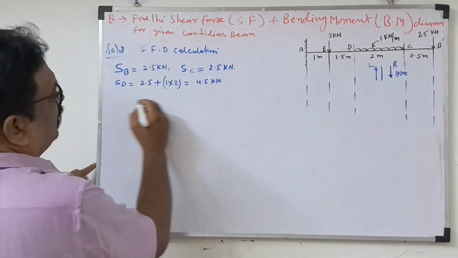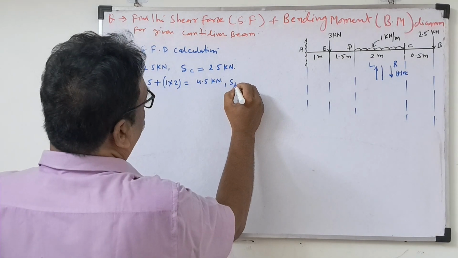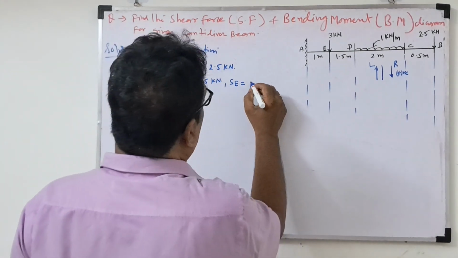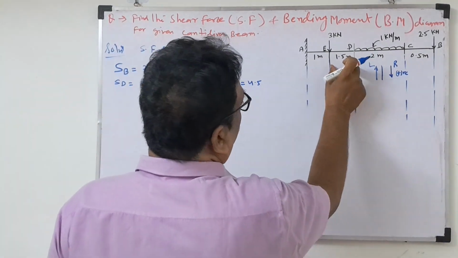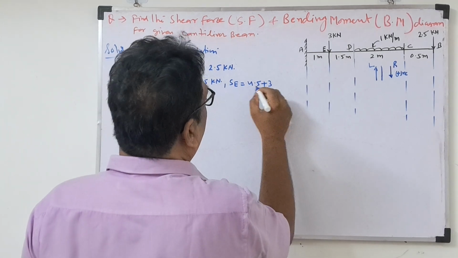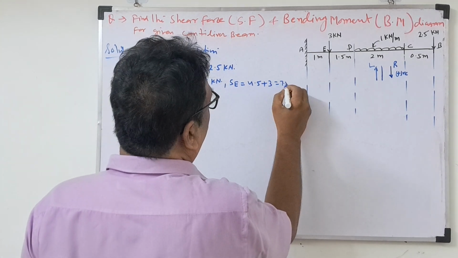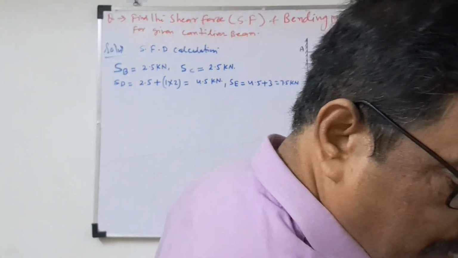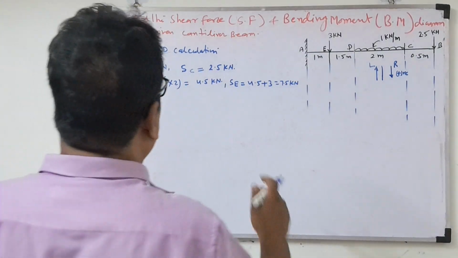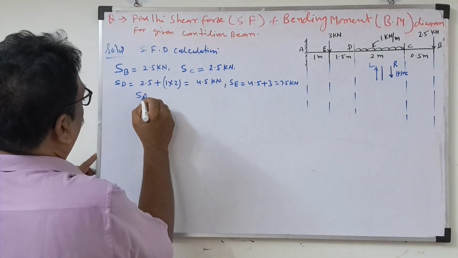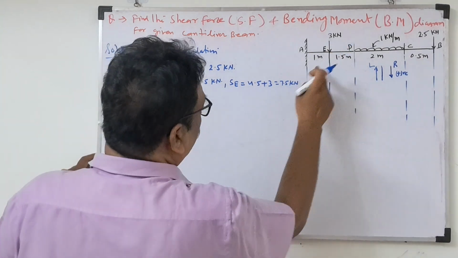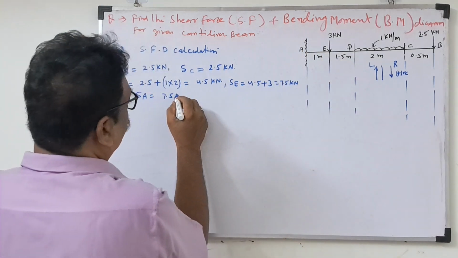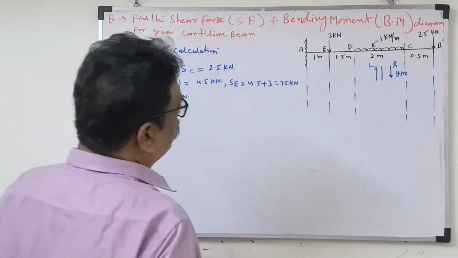Now shear force at E. How much is there here? 4.5 up to D. What will we add here? 3. So 7.5 kilonewton. Shear force at E is 7.5 kilonewton. Now finally, shear force at A. Up to E how much? 7.5. In between A and E there is no load, so the same shear force will be there.